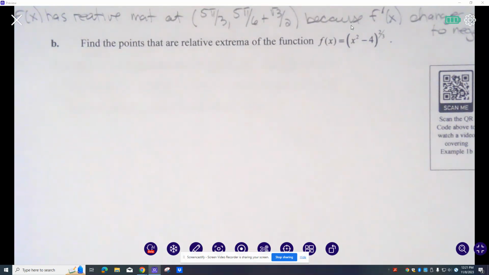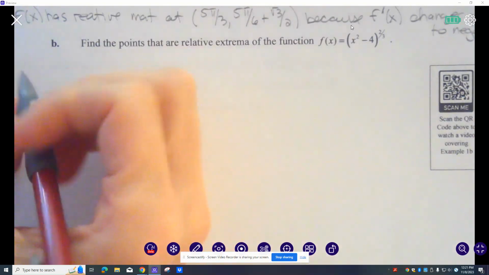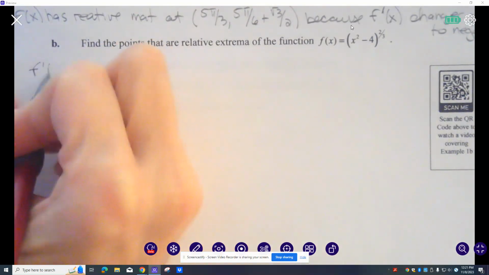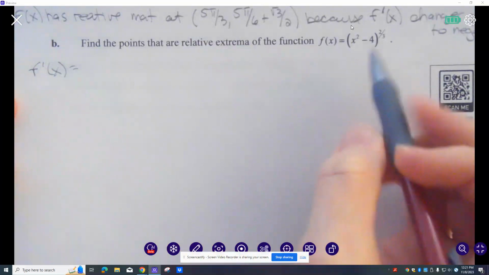Find the points of relative extrema when f of x equals this. Okay, we'll do this one. I need to start by finding f prime. So f prime of x, this is chain rule.